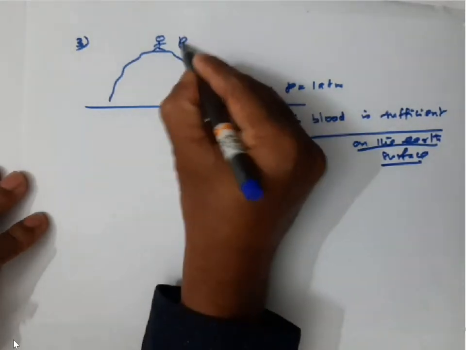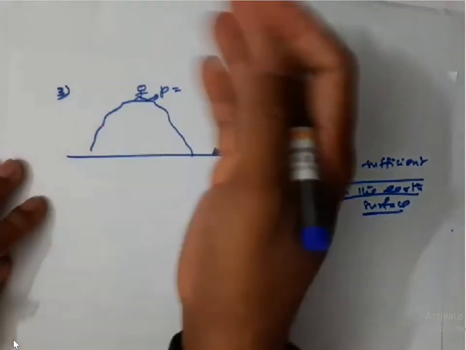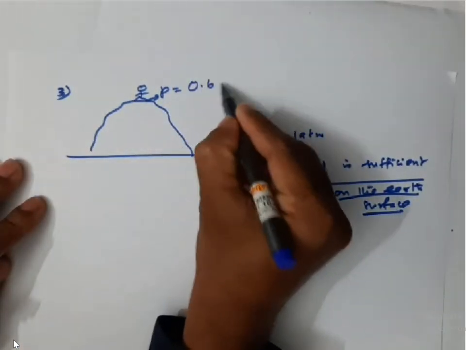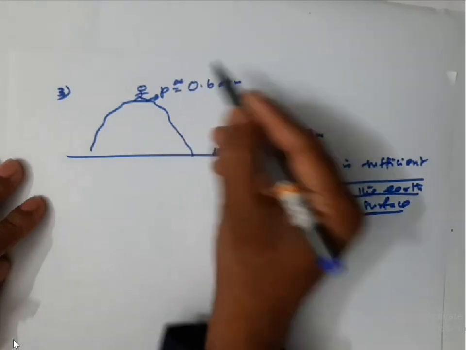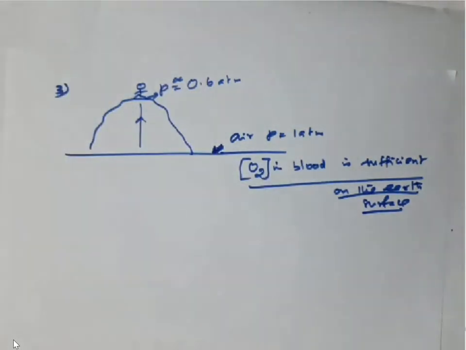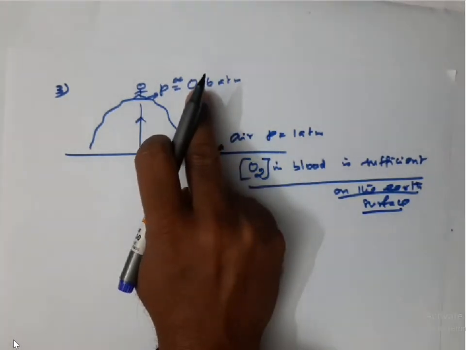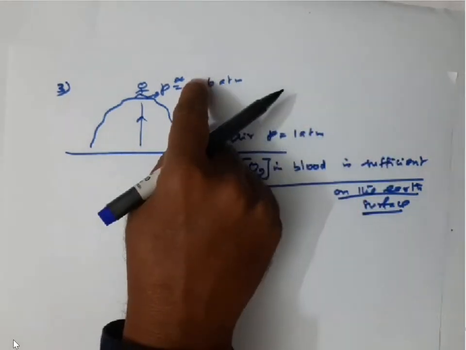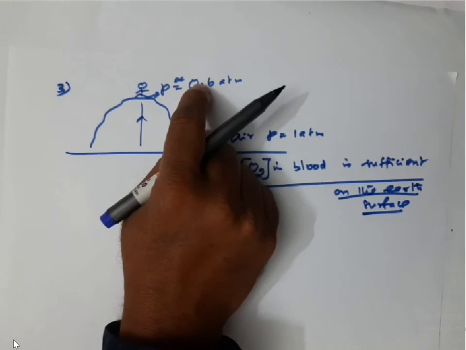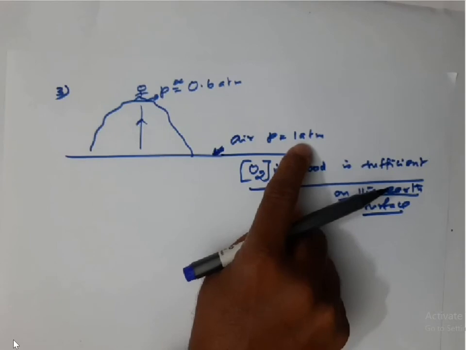So the air pressure at high altitude may not be 1 atmosphere. It will be around 0.6 atmosphere, like that. I'm just roughly giving. It depends upon the height of the altitude. Now, when the pressure goes down, what will happen? You know very well, according to Henry's law, if you have high pressure, more gas will dissolve. So on Earth's surface, pressure is 1 atmosphere.